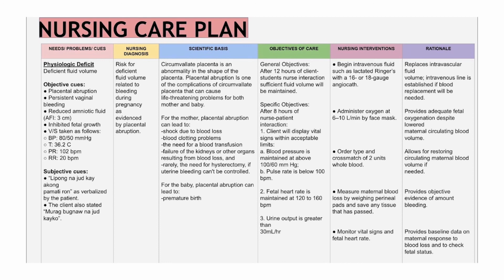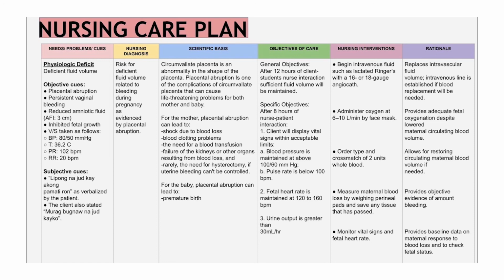Now, for the objectives of care, we'll start with the general objective. After 12 hours of client-student-nurse interaction, sufficient fluid volume will be maintained. To achieve our general objective, we have to achieve first our specific objective, which is: after 8 hours of nurse-patient interaction, client will display vital signs within acceptable limits. A blood pressure maintained above 100/60 mmHg, a pulse rate below 100 beats per minute, a fetal heart rate maintained at 100 to 160 beats per minute, and a urine output greater than 30 ml per hour.